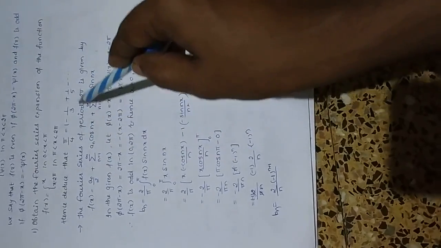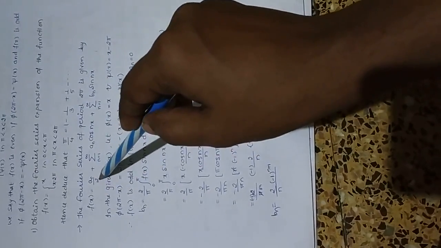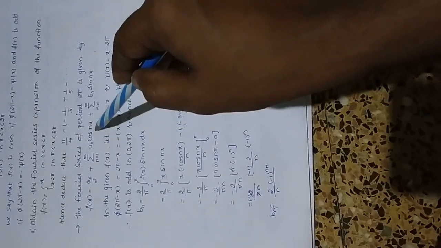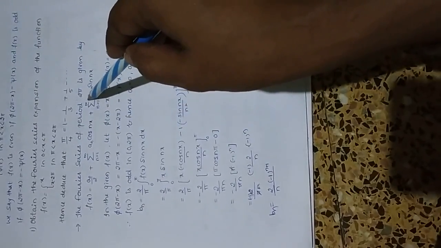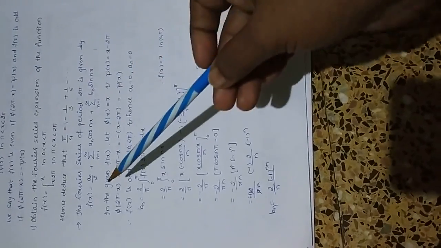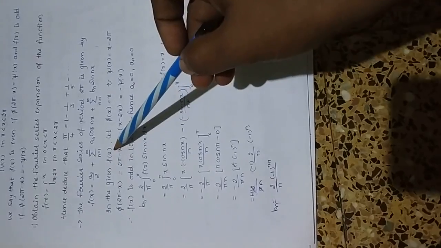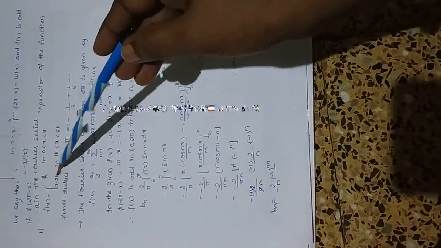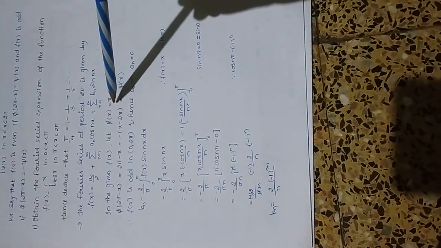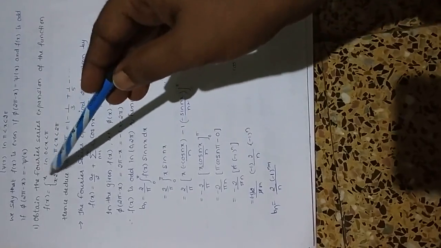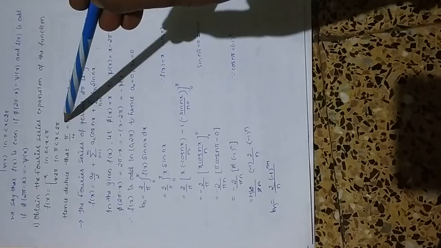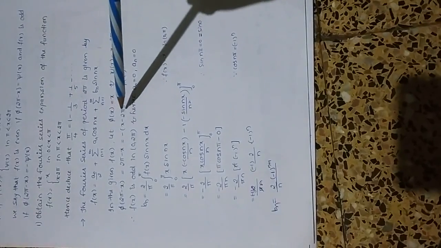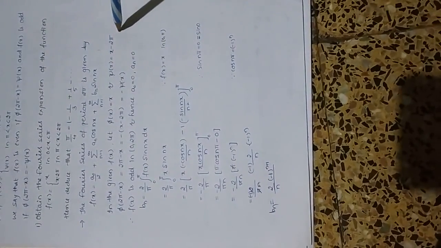The Fourier series of period 2 pi is given by f of x equals a naught by 2 plus summation n equals 1 to infinity a n cos nx plus summation n equals 1 to infinity bn sin nx. In the given f of x, here two functions are given. Let's write those two functions as phi of x equals x, psi of x equals x minus 2 pi. Whenever two functions are given like this in the interval 0 to 2 pi, let us write phi of x equals x and psi of x equals x minus 2 pi.